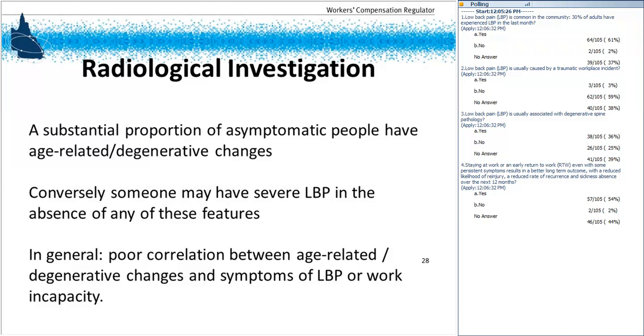Secondly, diagnostic labelling from a radiological investigation can have a detrimental effect on outcome. It could potentially reinforce illness behaviour. It may reinforce fear avoidance behaviours, and it may have an impact on recovery and return to work. So it may delay the return to work. So we never make an assessment based on an X-ray generally.